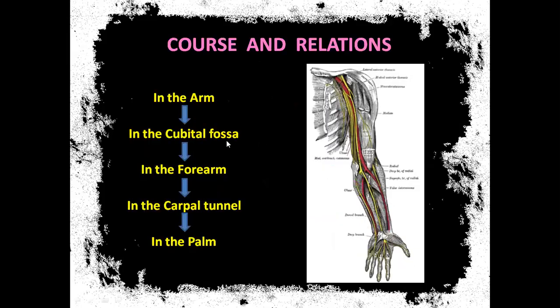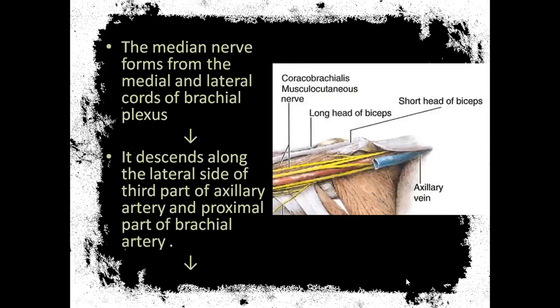So we have to know its course in the arm, in the cubital fossa, in the forearm, in the carpal tunnel, that is below the flexor retinaculum, and then in the palm. All these we have discussed when we were doing other topics except for the palm. Anyhow, the other parts will be a revision for you. Now, when you talk about the median nerve, you find the lateral and medial cords, from the lateral root and the medial root. That means the median nerve forms from the medial and lateral cords of the brachial plexus.